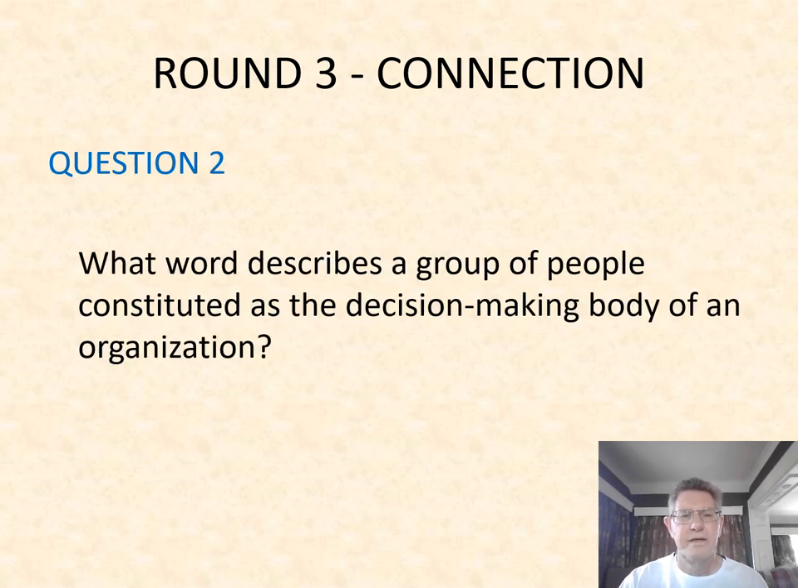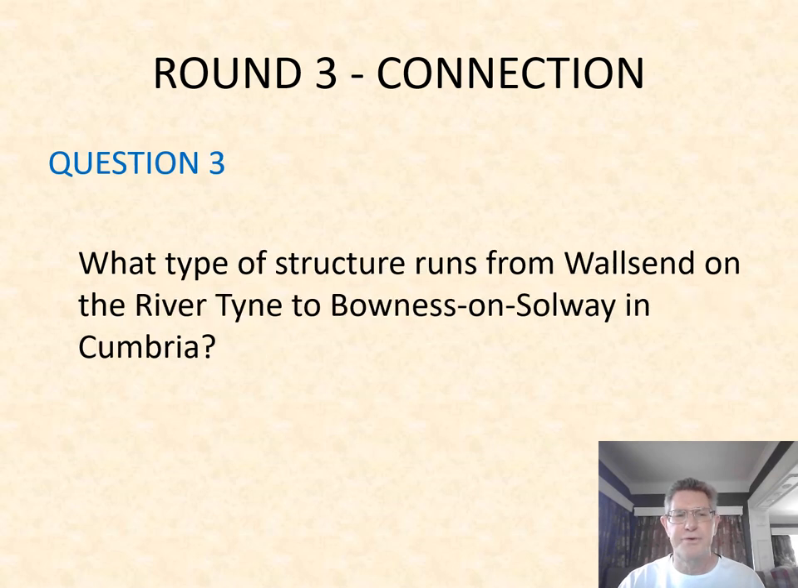Question two. What word describes a group of people constituted as the decision-making body of an organisation? Number three, what type of structure runs from Wall's End on the River Tyne to Bowness on Solway in Cumbria?